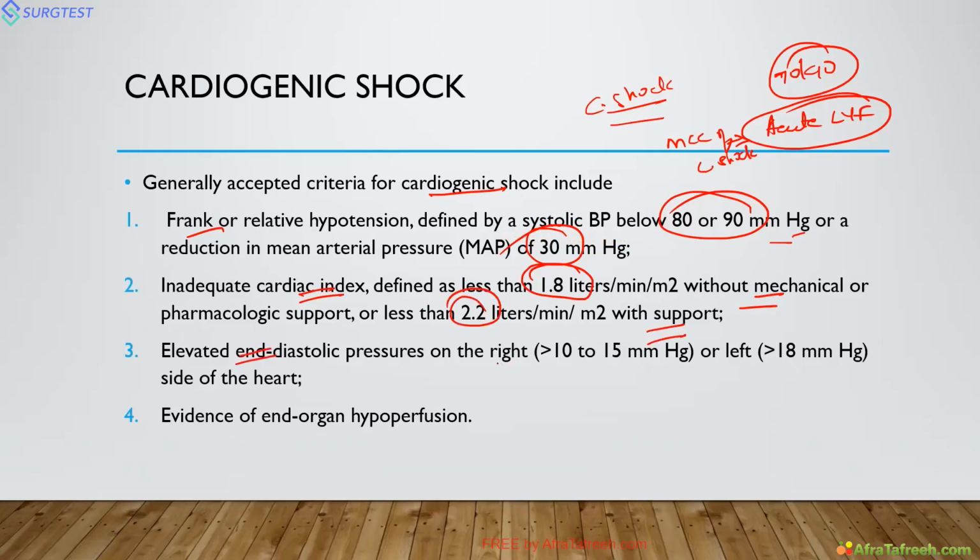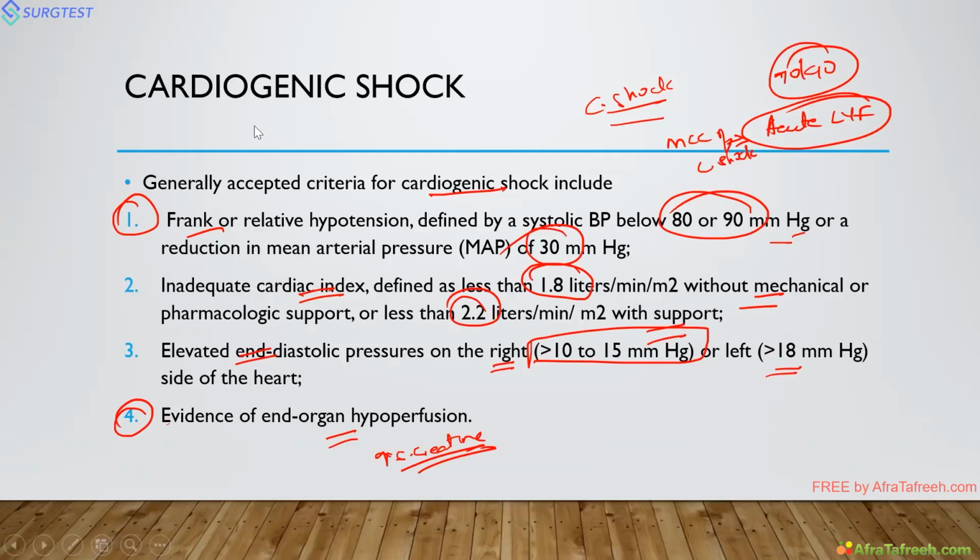For example, you should do a cath study. Right side pressure should be more than 10 to 15 and left side pressure more than 18. But what you can see in clinical practice is frank hypotension with evidence of end organ hypoperfusion. The patient has increased urea, increased creatinine levels, and altered sensorium. This is cardiogenic shock. Just one low BP reading is not cardiogenic shock. So this is very important. This is the criteria for cardiogenic shock: cardiac index, you have to calculate, 1.8 without support, 2.2 with support, and elevated end diastolic pressure.